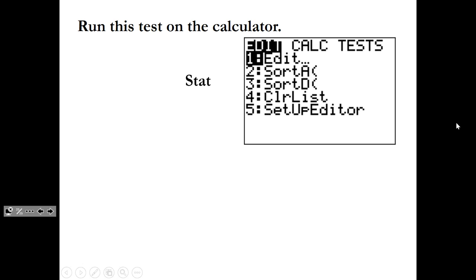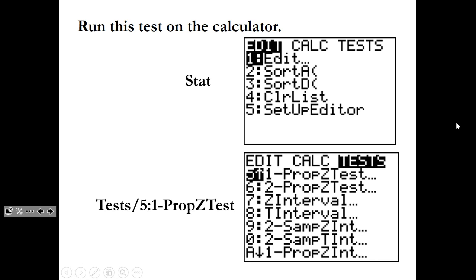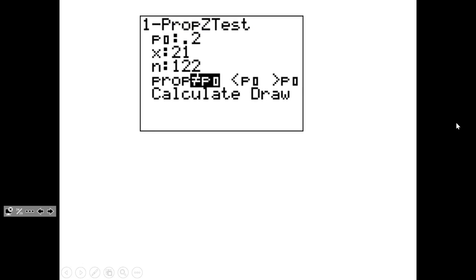So we can also run these tests on the calculator. To do this, we use stat, then we go to tests, and we scroll down to the one prop z-test. Now when we go into the one prop z-test, it asks us for some information. It asks us for our null hypothesis. In this case, we'd load 0.2. It then asks us for x and n. This is based on our sample. Remember, p naught is our null hypothesis. x and n are from our sample.